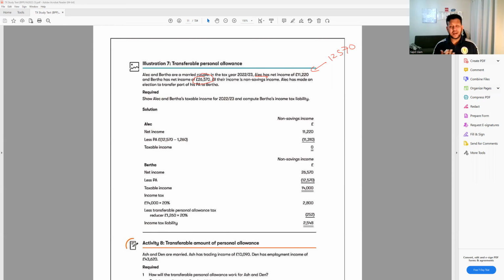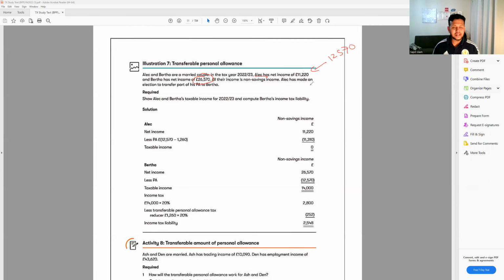This is the scenario it has to be, because if both persons earn more than the personal allowance, remember the marriage allowance will not work. It will not be helpful. But if one person earns less than the personal allowance and the other person is paying some tax, only in that case is it helpful to transfer the personal allowance. Other than that it is not helpful at all. All their income is non-savings.